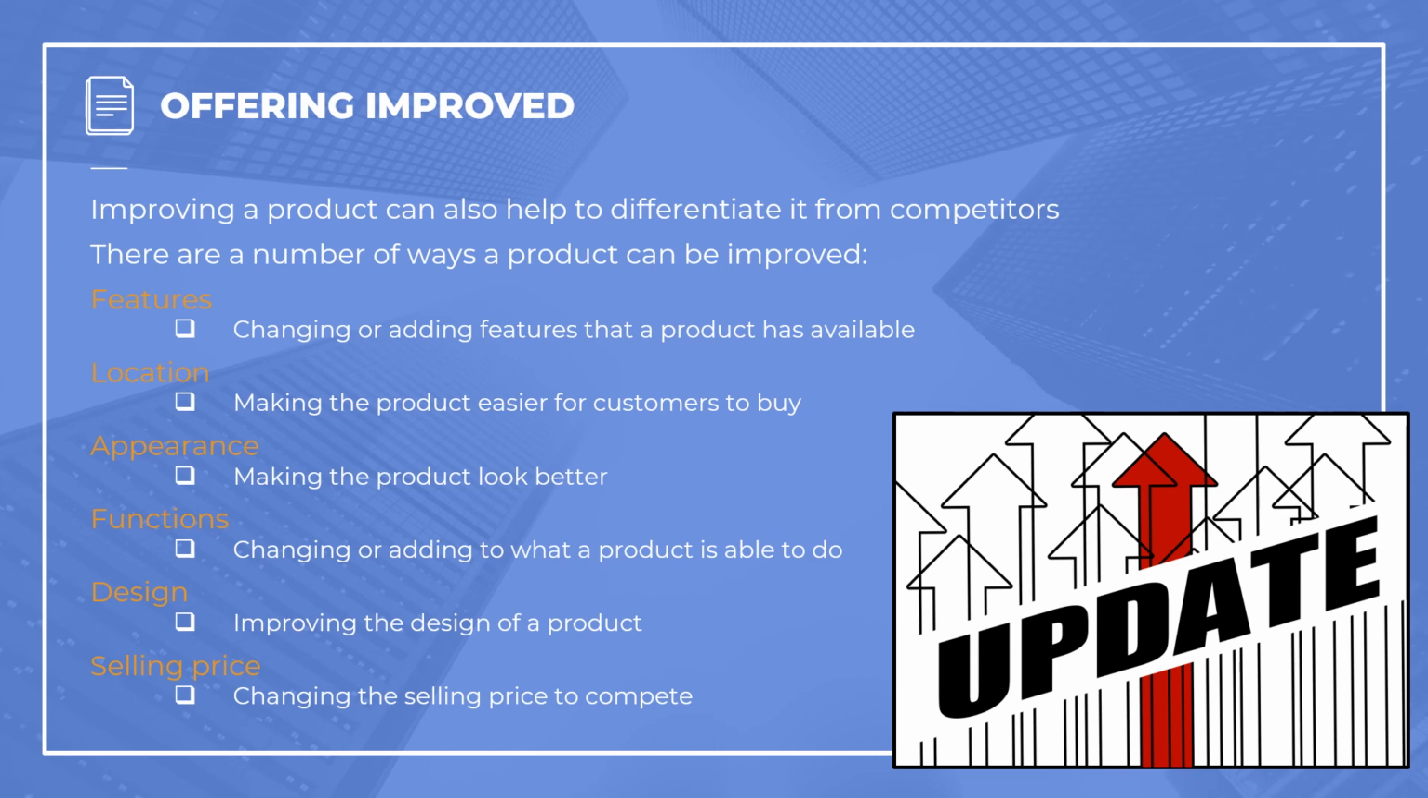Functions, so this is changing or adding what a product is able to actually do. So this could be things to do with the range of a car, for example, making it go further than others. Design, so this is improving the actual design of a product, making it a bit more robust, for example, a bit more sturdy, a little bit less likely to break, anything like that. Selling price, this is a really obvious and easy one.